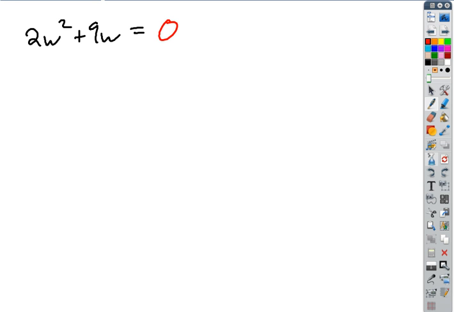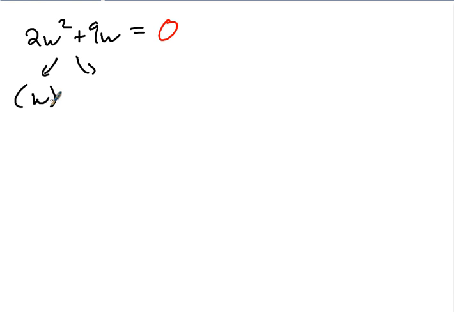I can't isolate w, but I can factor out a greatest common factor that includes w. In fact, what is my greatest common factor? W, sure. What's left over if I divided w away from each term? 2w plus 9. Okay, now we find the zeros.